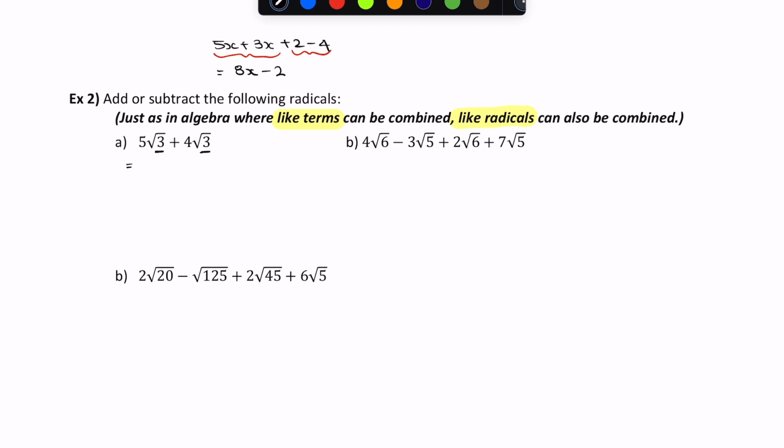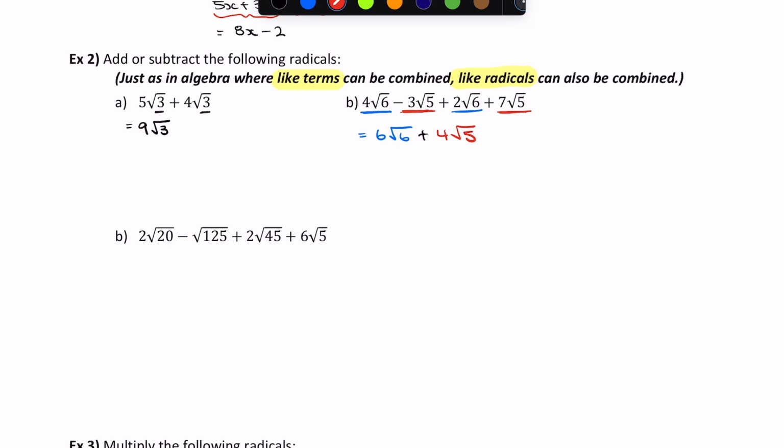So here, 5 plus 4 would be 9, and we keep the radical the same in terms of square root 3. If you look at B, it's underlined the ones that are like radicals. So 4 square root 6 and 2 square root 6, and -3 square root 5 and 7 square root 5 would be like radicals. So here, if we write it down, 4 plus 2 would give us 6 square root 6, plus -3 plus 7 would give us 4 square root 5.